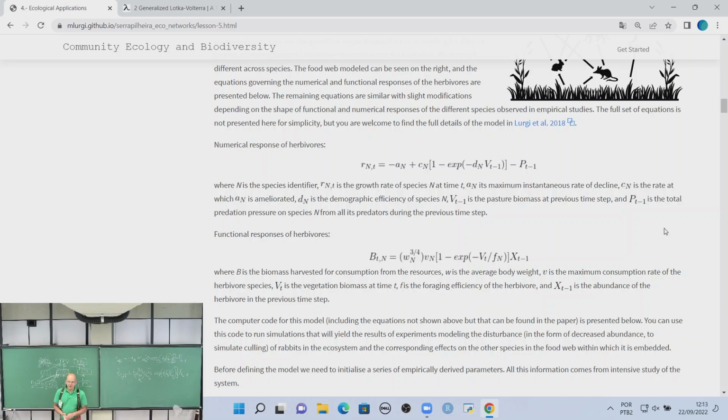Yep. Just, I think I missed this. What's the scale of this experiment? Like, is it a whole ecosystem level? Or is it like a region of Australia? No, this wasn't based on experiments. This was based on empirical data.